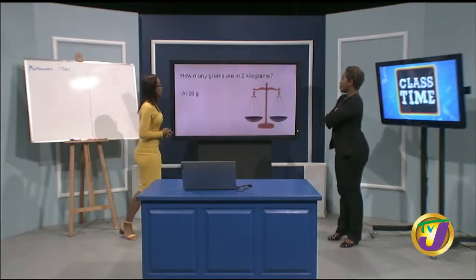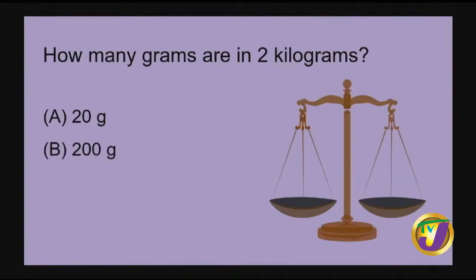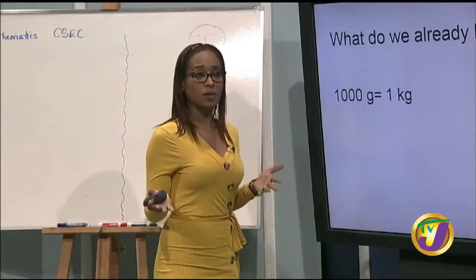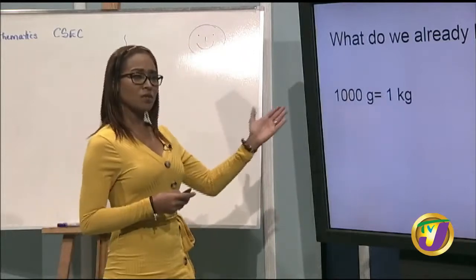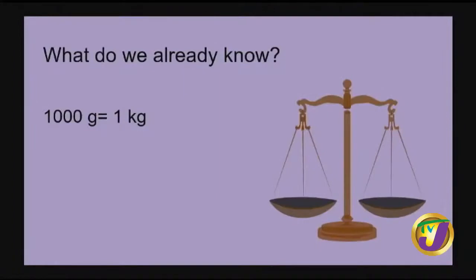So how many grams are in 2 kilograms? Pretty straightforward, right? I think so too. And why is it pretty straightforward? Because we already know that 1,000 grams is equal to 1 kilogram. So if 1,000 grams is equivalent to 1 kilogram, then 2,000 grams will be 2 kilograms.